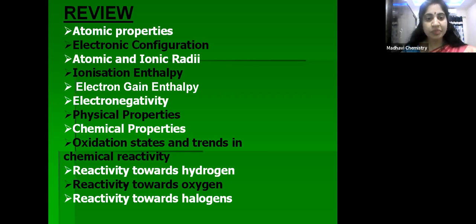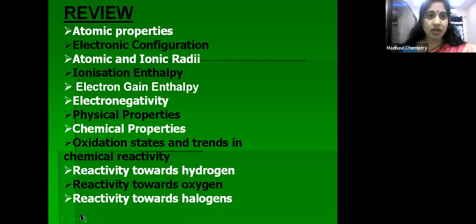Next, reactivity towards hydrogen: they can form hydrides of the H2E type. When they react with oxygen, they can form EO2 and EO3 type oxides. Next, reactivity towards halogens: they can form EX2, EX4, and EX6 type halides, where E is a group 16 element and X is a halogen, right, children? These things we have discussed in the previous session.